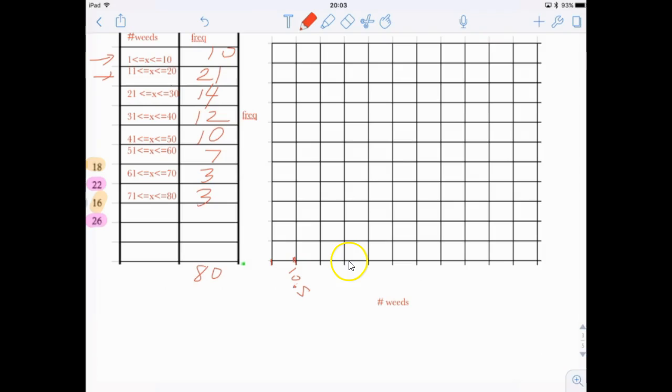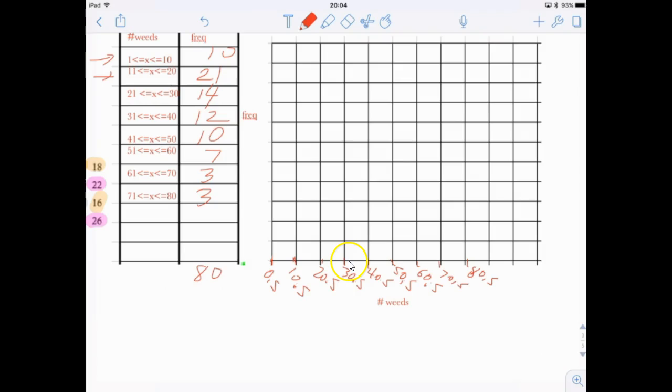Okay? And then between the next two, we would use 20.5. And then we would use 30.5 and 40.5 and 50.5 and 60.5 and 70.5, and last of all 80.5. And then for the initial marker, do you see how the widths of all these are 10 and 10 and 10? So the width between the first marker and the second marker should also be 10, so the first marker should be 0.5.